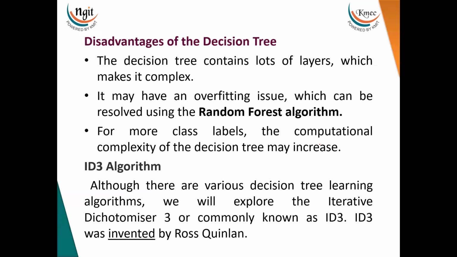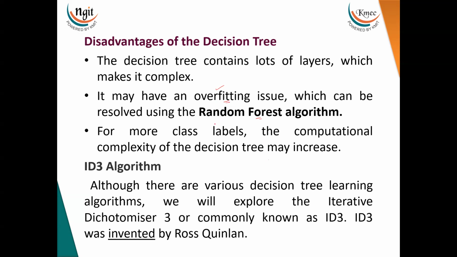Coming to some of the disadvantages, decision trees contain lots of layers, which, depending upon the problem statement, sometimes makes them complex. And it has an overfitting issue. If the number of layers in the decision tree is increased, chances are that it may go to overfitting. This can be resolved using the random forest algorithm, which is a combination of many decision trees. And if you have more class labels, then the computational complexity of the decision tree may increase. So these are some of the advantages and disadvantages.